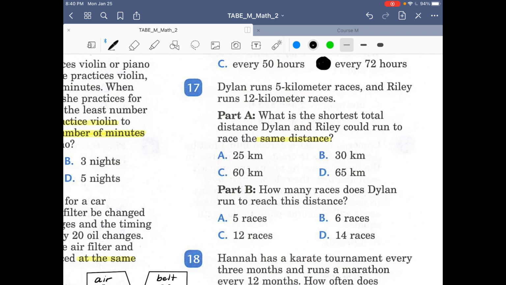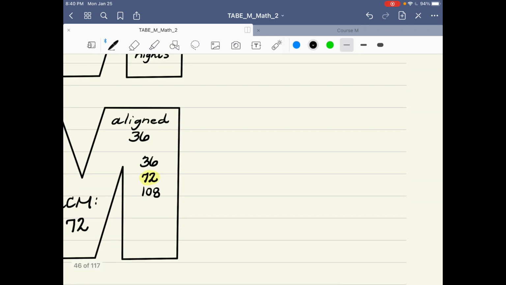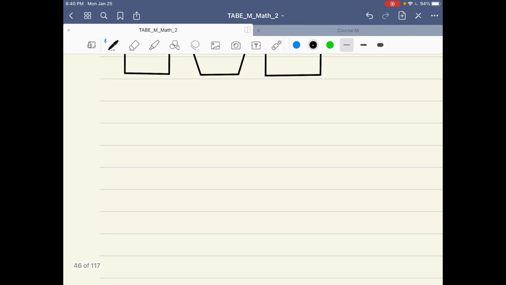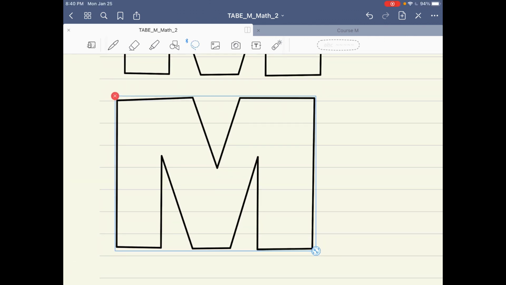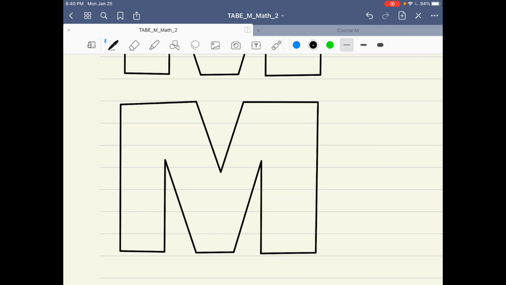So I'm going to come back over here. Let's try right there. This is number 17. And we have Dylan, who runs, let me look back to be sure, Dylan runs 5Ks, and Riley runs 12Ks. And we want to know at what distance they will have run the same amount.